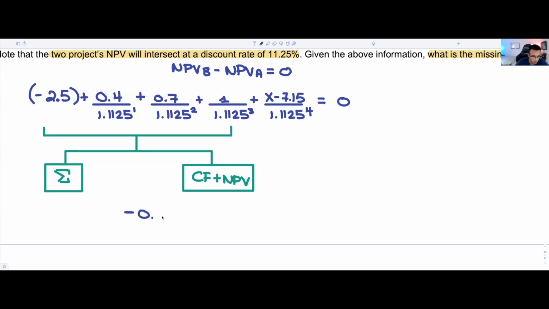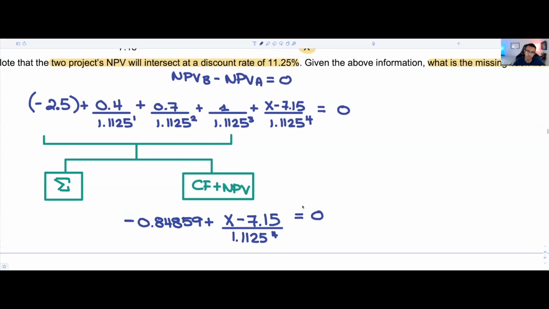It's going to give you minus 0.84859, that's what the calculator is going to return. Then you're going to do that plus x minus 7.15 over 1.1125 to the power 4, and that has to be equal to 0.